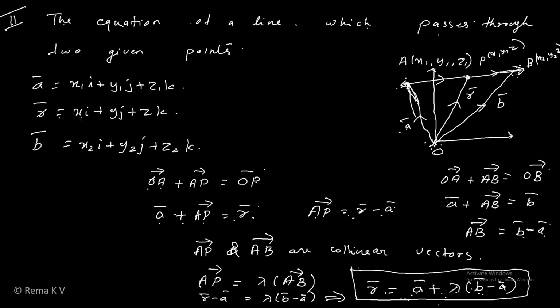Okay, now see here we can write this r in component form, xi plus yj plus zk, which is equal to a, which can be written as x1i plus y1j plus z1k, plus lambda into this b minus a, which we can find from here: x2 minus x1 i plus y2 minus y1 j plus z2 minus z1 k, and equating the corresponding scalar components. That is, equating the coefficients of i, equating the coefficients of j, and equating the coefficients of k, and finding the value of lambda from each of these.